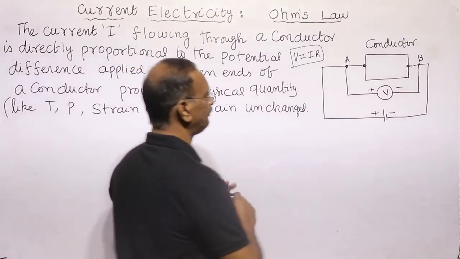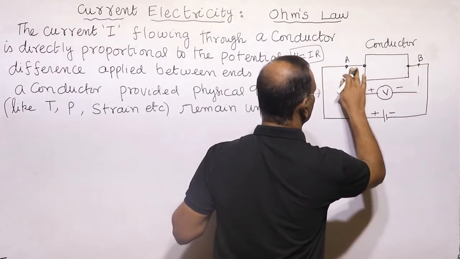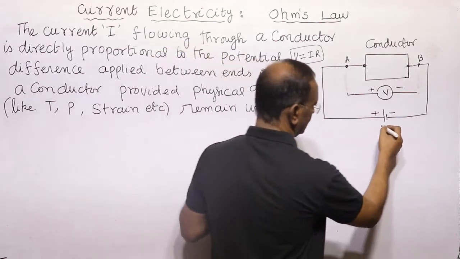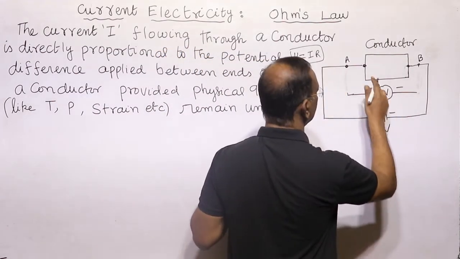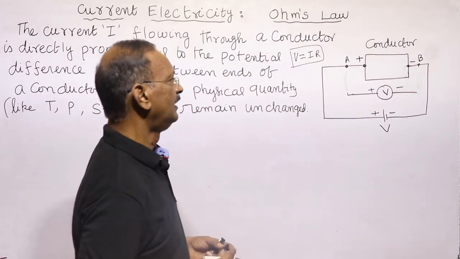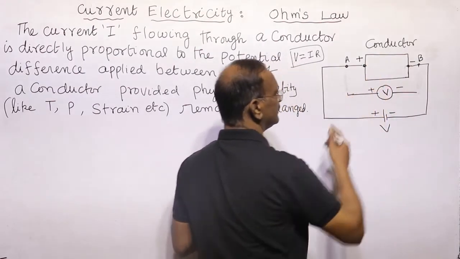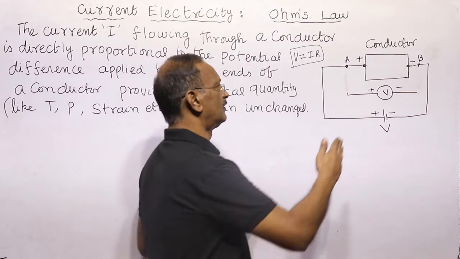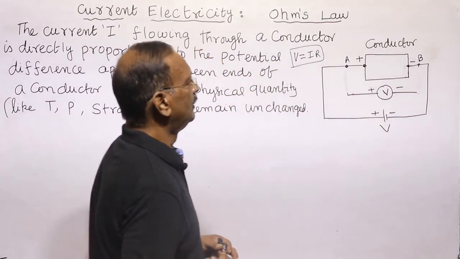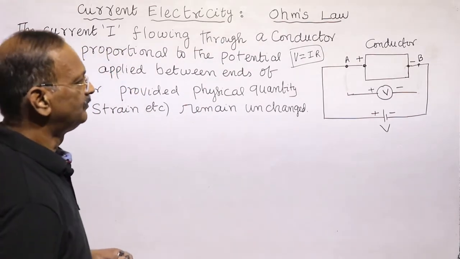This is a conductor. Across the conductor, we apply a potential difference. It means this side is positive potential, this side is negative potential. Because of the difference of potential, the electrons will be attracted to the positive side. When they are attracted, there is a flow of electric current.